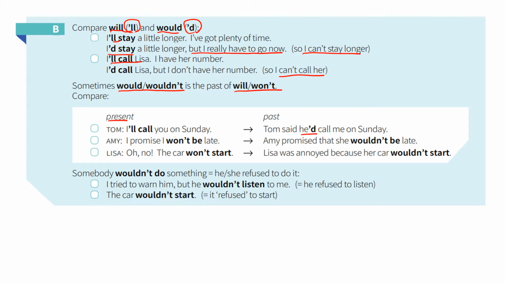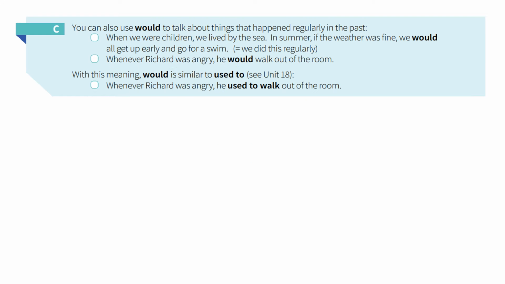Somebody wouldn't do something. He or she refused to do it. I tried to warn him, but he wouldn't listen to me. So it means he refused to listen. The car wouldn't start. The car refused to start.